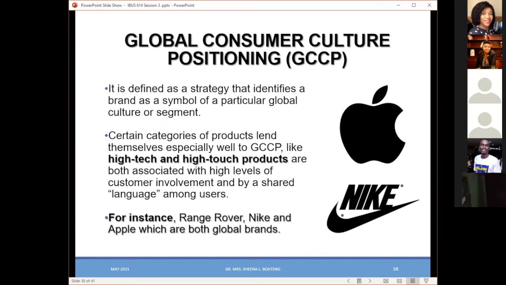Likewise, when it comes to the use of products like automobiles, the Range Rover is in a class all its own. It's a part of a certain global consumer cultural group, right? Mercedes-Benzes are the same.